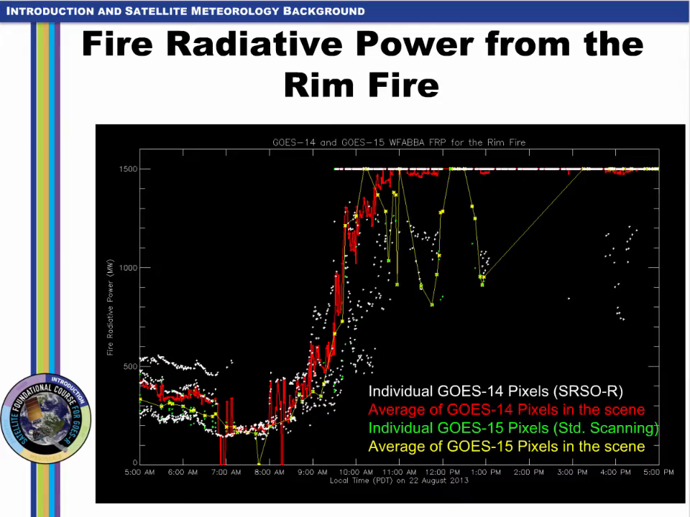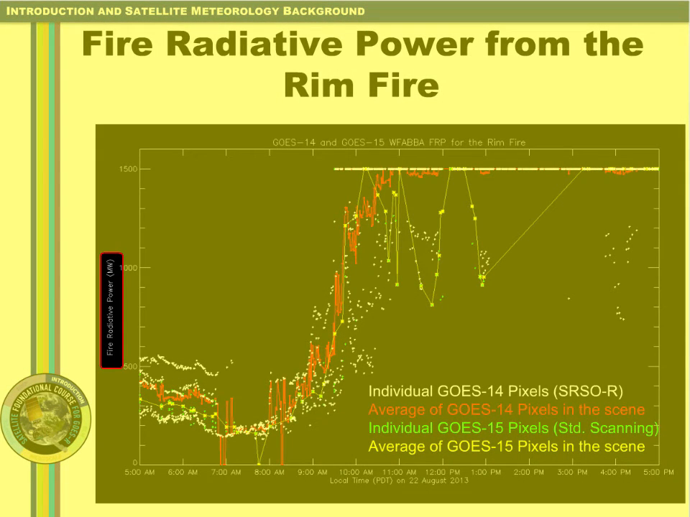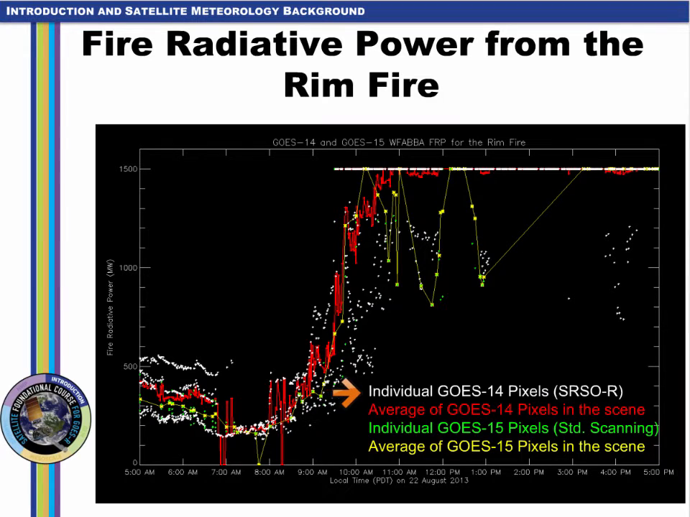Fires also change power at very small time scales. This plot compares 1-minute data from GOES 14 in SR-SOR operations, that's super rapid scanning operations for GOES-R. Those are the white points, compared to standard scanning from GOES 15, which are the green points. The red shows the line of average pixels for GOES 14. The yellow shows the line of average pixels for GOES 15. Look how quickly values change in the red line, the 1-minute data, compared to the yellow line, the much smoother 15-minute data. This is a good argument for wanting good temporal sampling when monitoring fires.